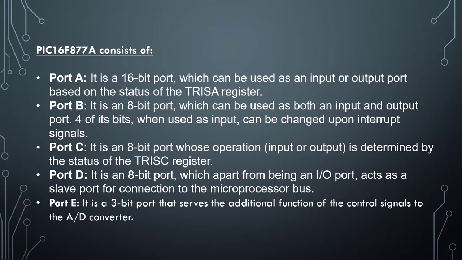Also, we can use port B, which is an 8-bit port that can be used as both an input and an output, whereby 4 of its bits, when used as an input, can be changed upon interrupt signals. Port C is also an 8-bit port, same as port B, whose operation as input or output is determined by the status of the TRISC register. We also have port D, which is an 8-bit port that, apart from being an I/O port, also acts as a slave port, as we are going to see in the communication protocols, for connections to the microprocessor bus. And lastly, we have port E, a 3-bit port that serves the additional function of control signals to the analog to digital converter.